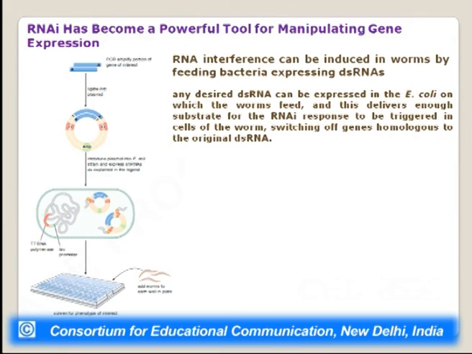Any desired double-stranded RNA can be expressed in the E. coli on which the worms feed, and when they feed on this E. coli, these double-stranded RNA molecules will enter the gut of the worms and basically the cells, and from there it will deliver enough substrate for the RNA interference response to be triggered, and you can knock down or silence any gene of the worm by this mechanism. So it was exploited. To know the function of a gene, the best technique is to knock it off, and then you can assay the phenotype and know the functional association.